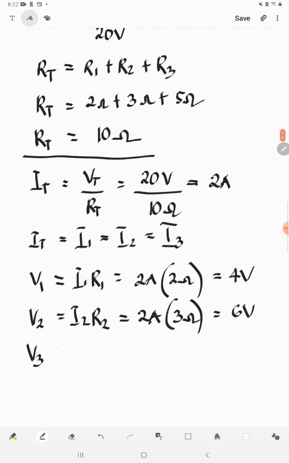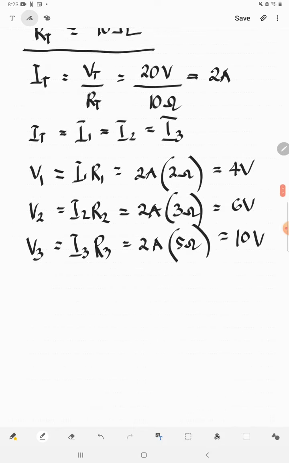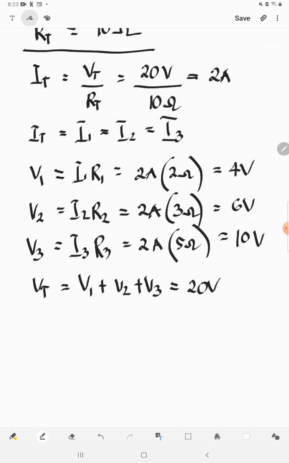And V3 is simply equal to I3 times R3. So 2 amperes times 5 ohms equals 10 volts. So you should note that our V total is simply equal to V sub 1 plus V sub 2 plus V sub 3, which is simply equal to 20 volts.